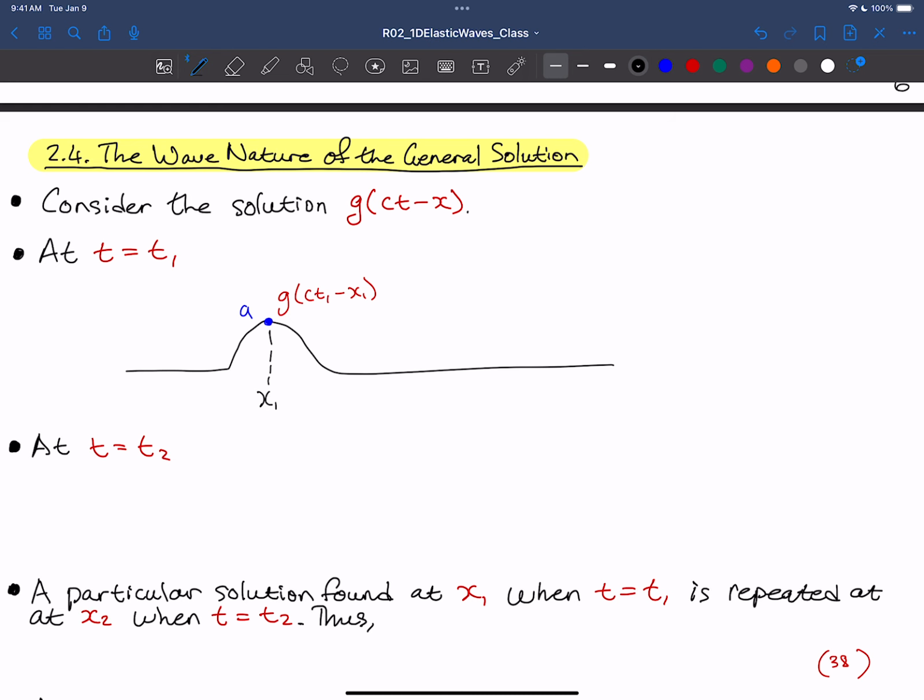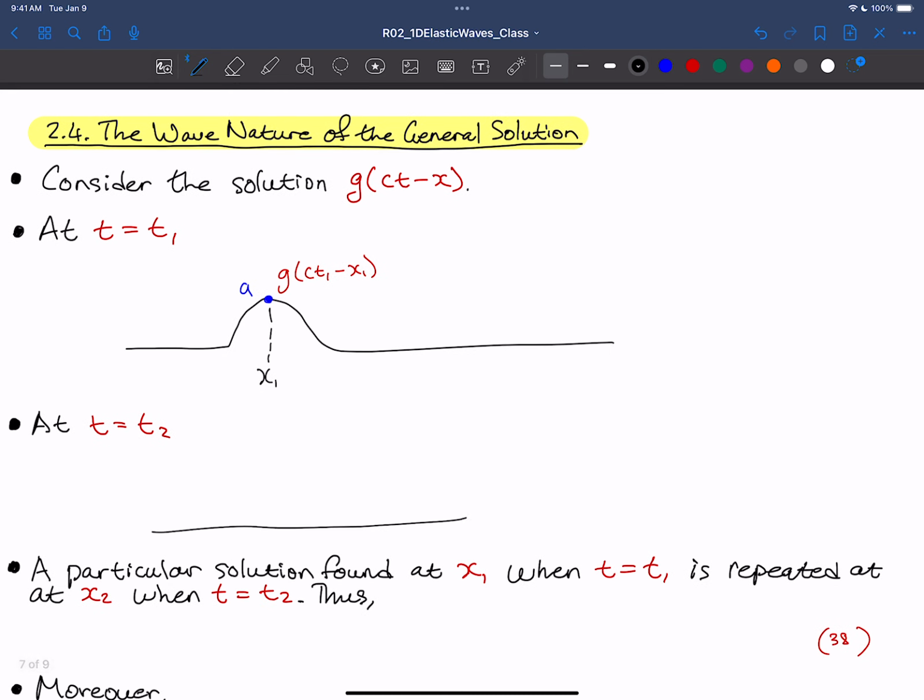And then at some later time, t equals t2, our wave will have moved over here. Still have an amplitude A, and again, the function here is g of ct2 minus x2. I'm going to need to move this little a on over to the side here. But again, we're at a position x2. And the distance between these two is going to be c times the quantity t2 minus t1.